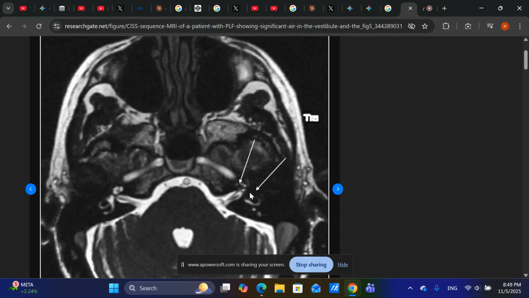Instead of the vestibule, we should see the semicircular canals and the cochlea. This is what can be seen as air in the vestibule and in the inner ear. And this is because, in this case, of perilymphatic fistula that let air get inside the inner ear. So this is a very nice case: air in the inner ear as a result of perilymphatic fistula.